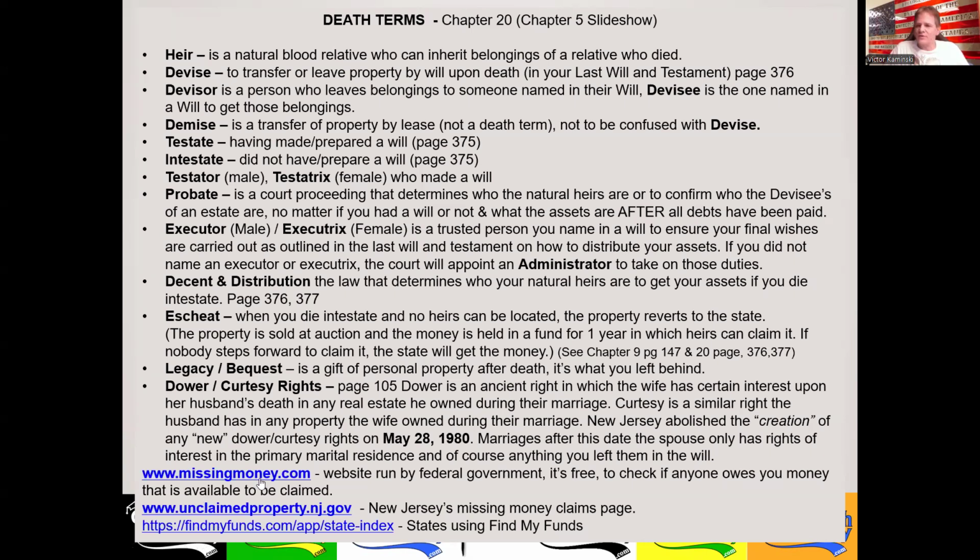Now, missingmoney.com is for other states. New Jersey no longer partakes, but you never know. You may still find stuff in there. The federal government uses it still, as well as some other states. Unclaimedproperty.nj.gov. New Jersey pulled out of missingmoney.com and created this website. It's kind of like their own version of missingmoney.com, only for New Jersey. You can check out those websites and see if you have any money owed to you.